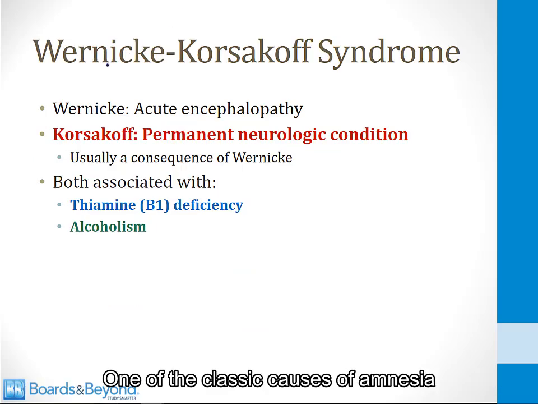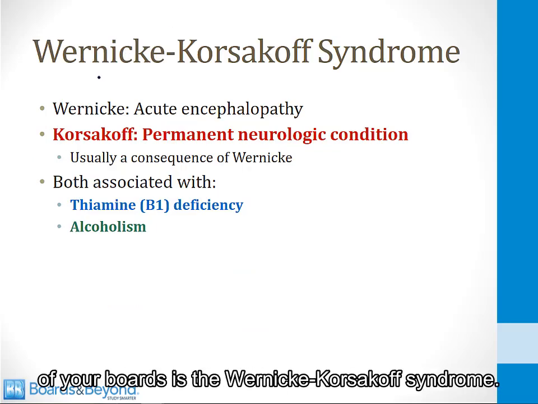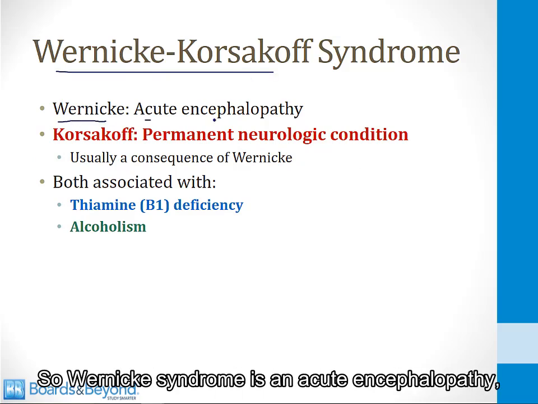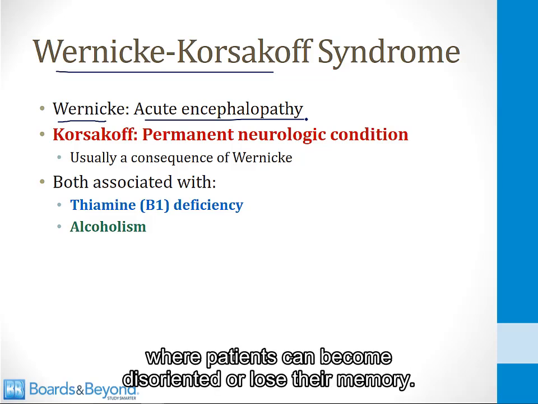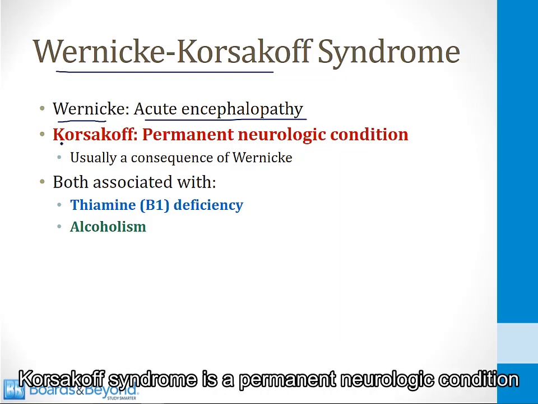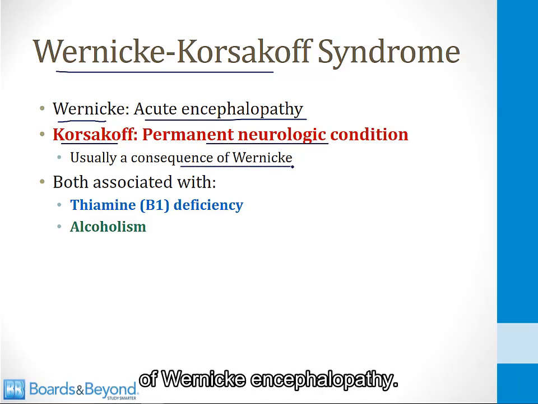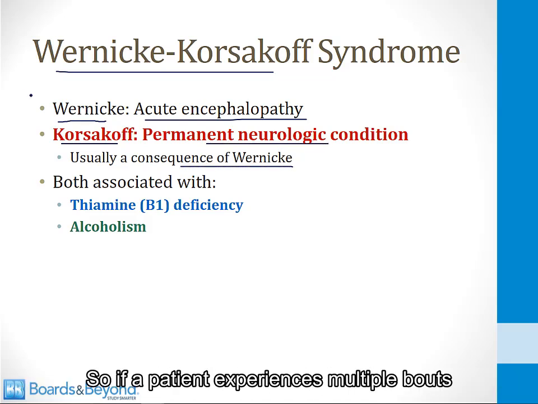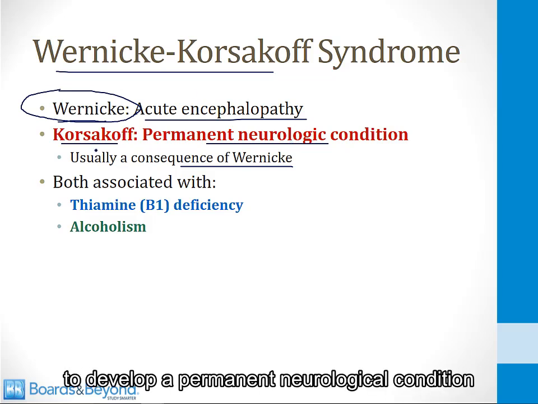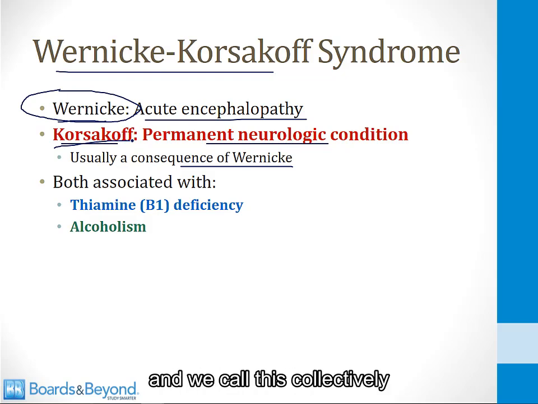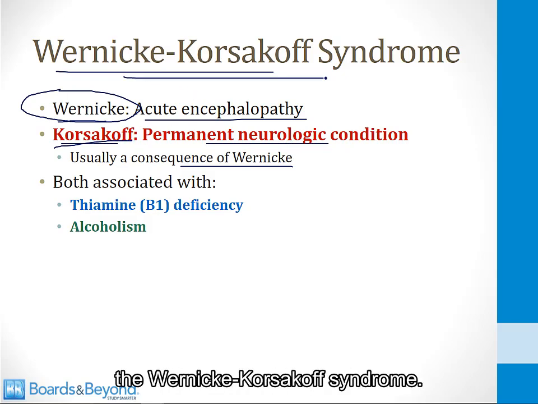One of the classic causes of amnesia that you should know for step 1 of your boards is the Wernicke-Korsakoff syndrome. Wernicke syndrome is an acute encephalopathy. It's an acute brain condition where patients can become disoriented or lose their memory. Korsakoff syndrome is a permanent neurologic condition that's usually a consequence of Wernicke's encephalopathy. If a patient experiences multiple bouts of Wernicke's encephalopathy, they then can go on to develop a permanent neurological condition called Korsakoff syndrome, and we call this collectively the Wernicke-Korsakoff syndrome.